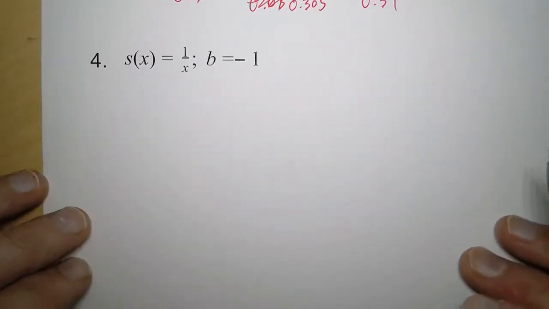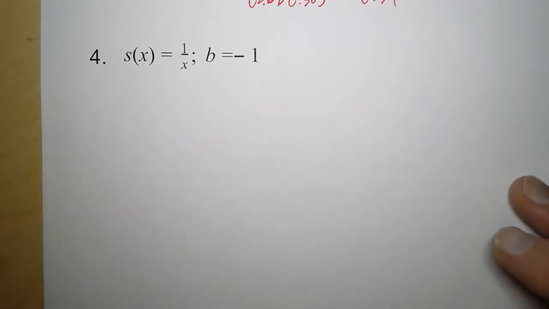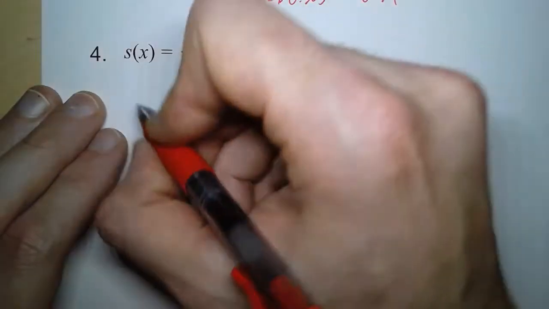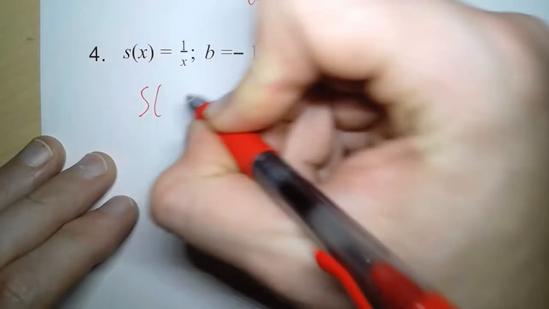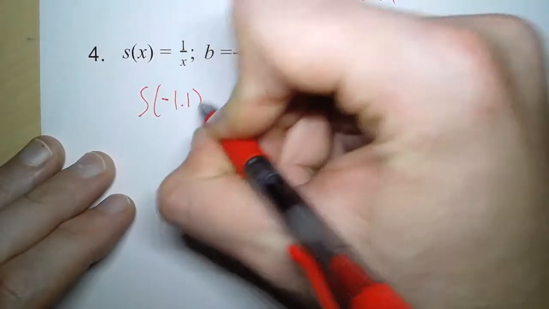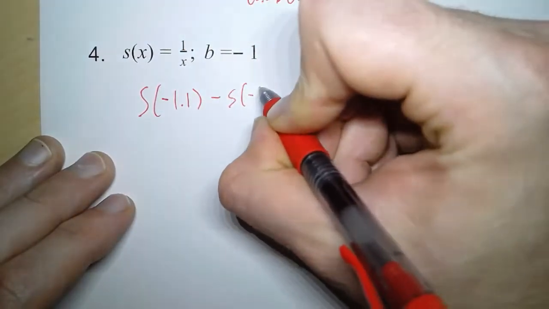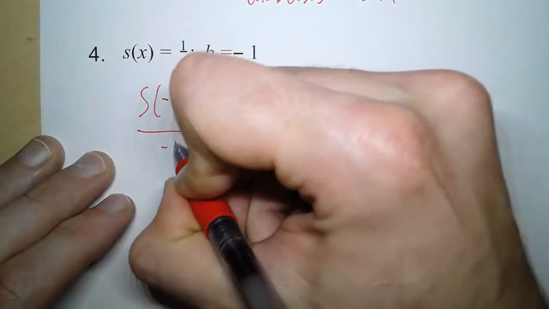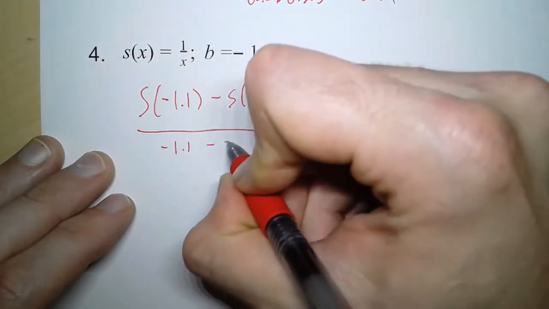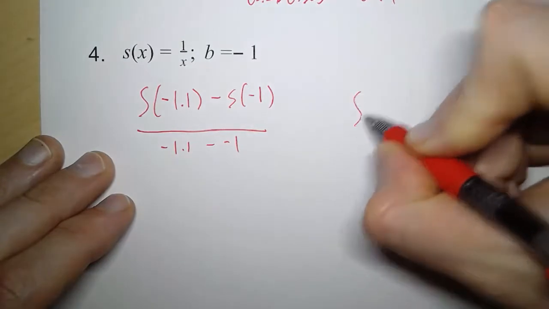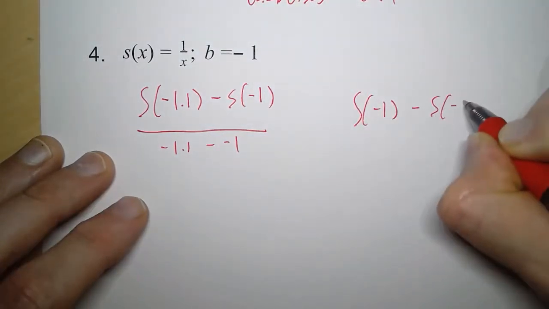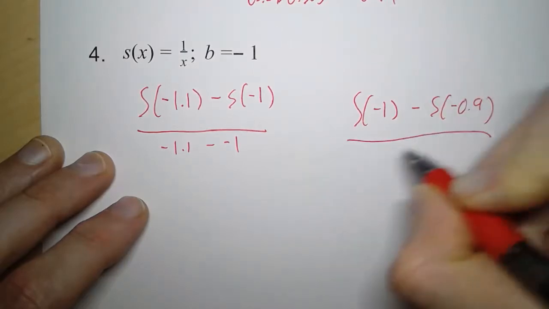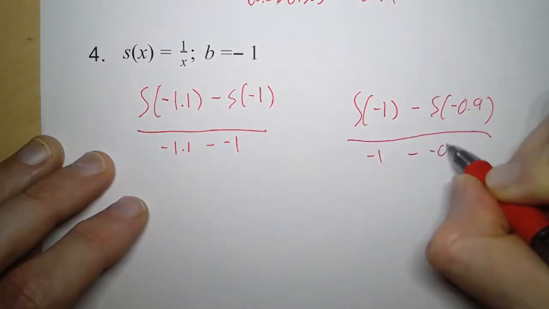So here we have the function 1 over x, and so we plug in negative 1.1 and negative 0.9. So we plug in negative 1.1, 1 all over negative 1.1 minus negative 1, and then negative 1 minus f of negative 0.9 all over negative 1 minus negative 0.9.